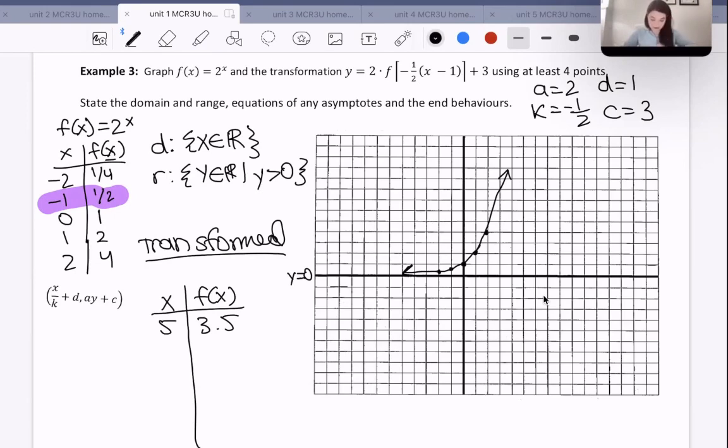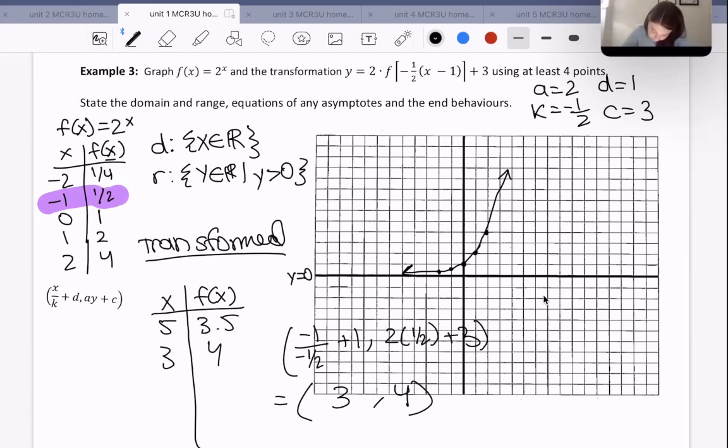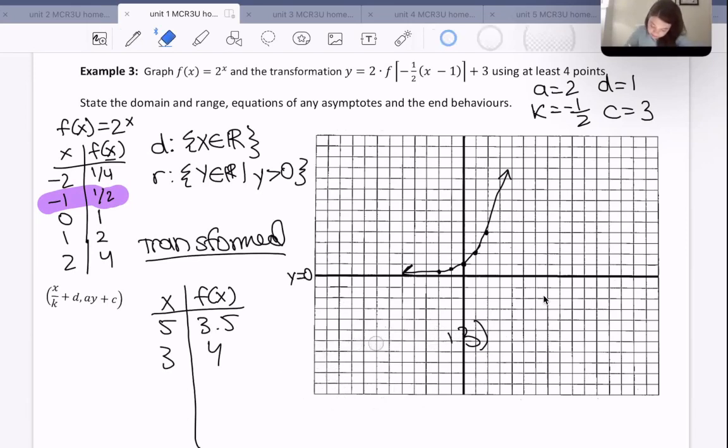So negative 1.5. Okay, so negative 1 over k, which k is negative a half, plus d, plus 1, times a times y, so 2 times a half plus c plus 3. So this is equal to 4 over here, right? And this is equal to 2 plus 1, which is 3. Okay, so 3 and 4, wonderful. Let's do the next one.